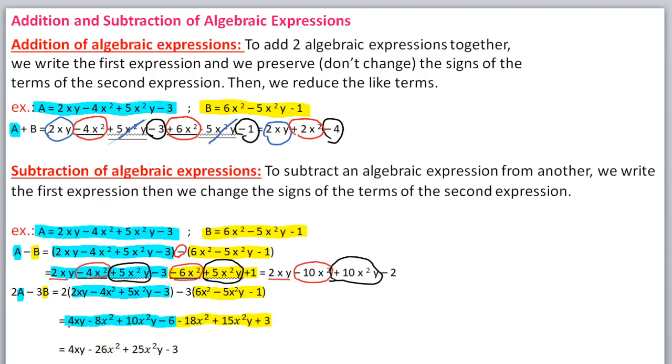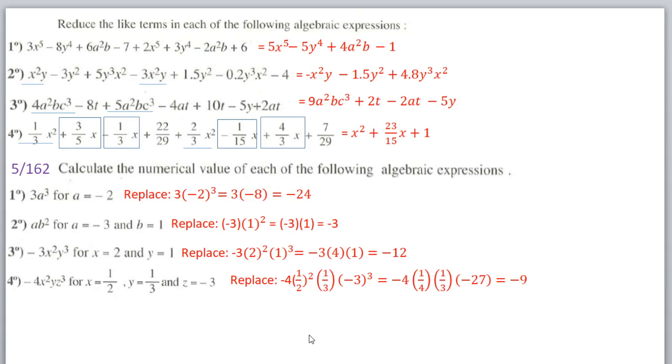What are the like terms here? For xy, there is nothing xy here. Check them. So we just write 4xy minus 8x squared. Anything else with minus 8x squared? Yes, there is minus 18x squared. So minus 8 minus 18, it's minus 26x squared. That's it. 10x squared y plus 15x squared y, so it's 25x squared y. Okay, minus 6 plus 3, minus 3, and it's done. That's it.